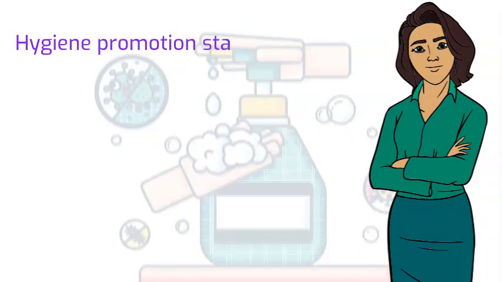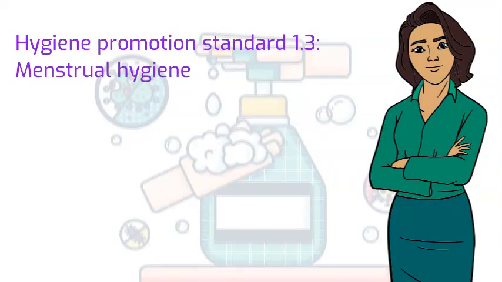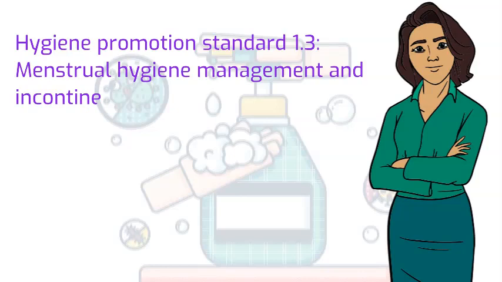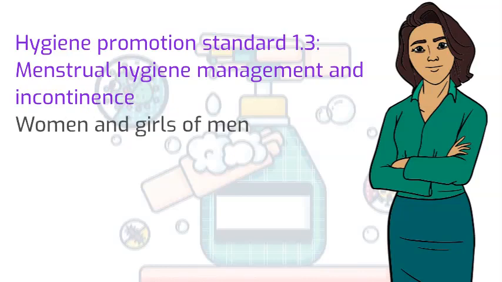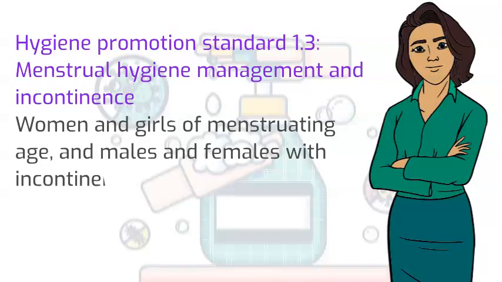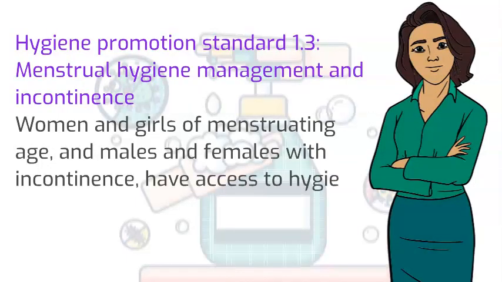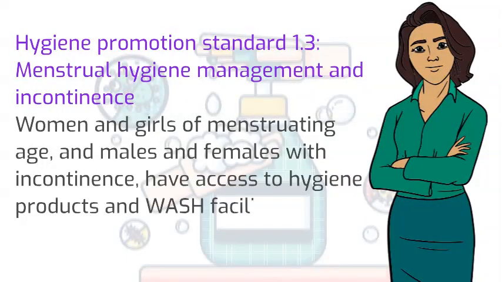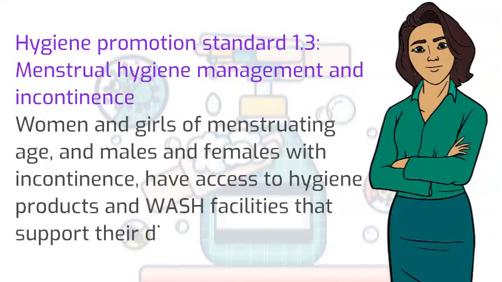Hygiene Promotion Standard 1.3. Menstrual Hygiene Management and Incontinence. Women and girls of menstruating age, and males and females with incontinence, have access to hygiene products and WASH facilities that support their dignity and well-being.